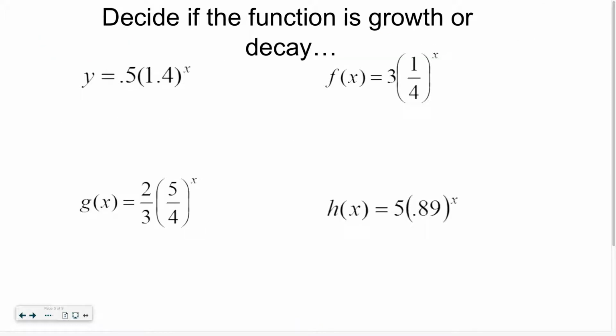Okay, so have a conversation with your pod mates. You do have new pod mates, so if you want to introduce yourselves really quickly, in case anybody doesn't know your name, let them know your name. Decide if the function is growth or decay with your pod mates. I'm going to call on people randomly, so make sure you have an answer for all four. Talk to your people around you.